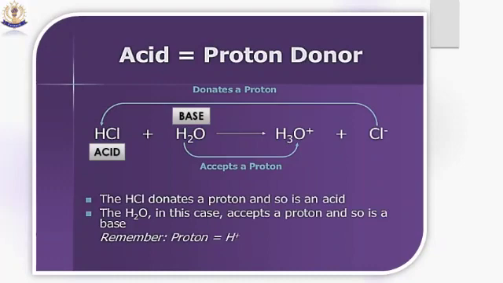Let's see another example. Here HCl is reacting with water. HCl has again donated a proton and is converted into chloride ion, while water has accepted a proton and is converted into hydronium ion. HCl is a proton donor, so it is an acid, while here water is a proton acceptor, so it is a base.